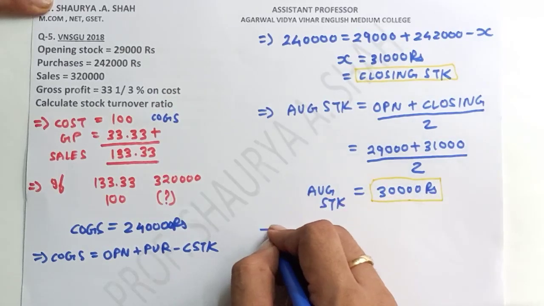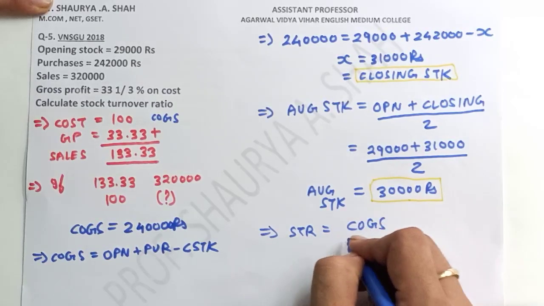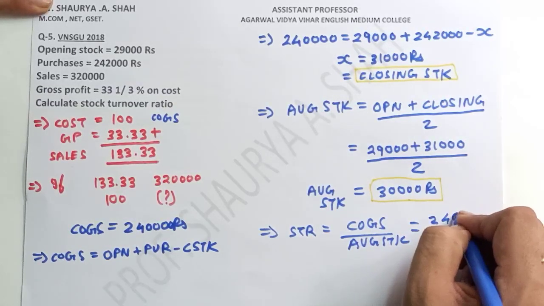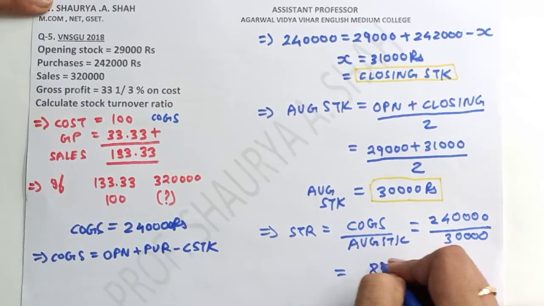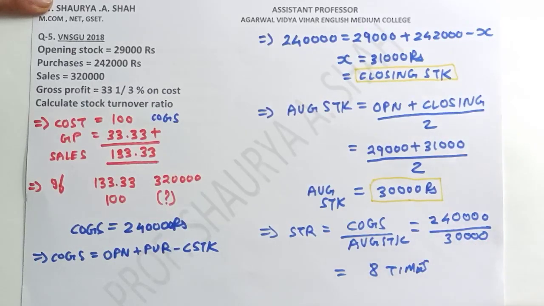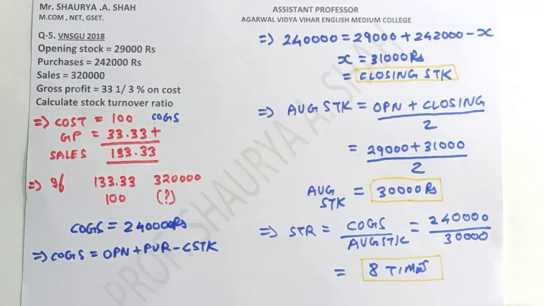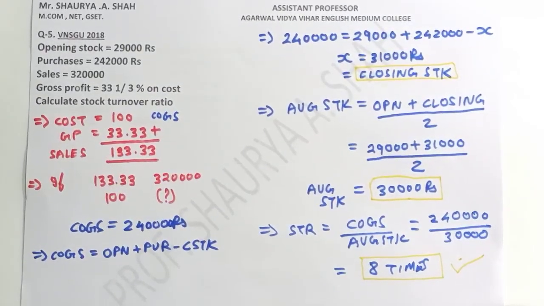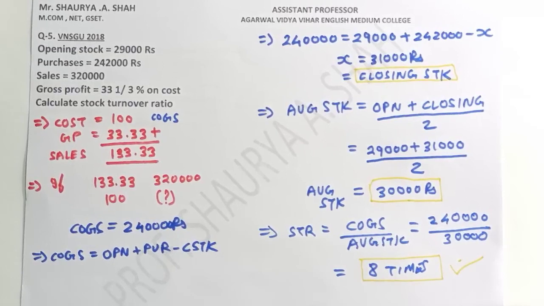Now putting all the things in the formula, stock turnover ratio is equal to COGS upon average stock, which equals COGS I know, just now I found out 2,40,000, divided by average stock 30,000. So it will give me the answer of 8 times. I suppose it is clear, students. So this is asked in your exam for 3 marks, that is 8 times. Fine. So these are the 5 short sums that we have solved, university short sums, students.